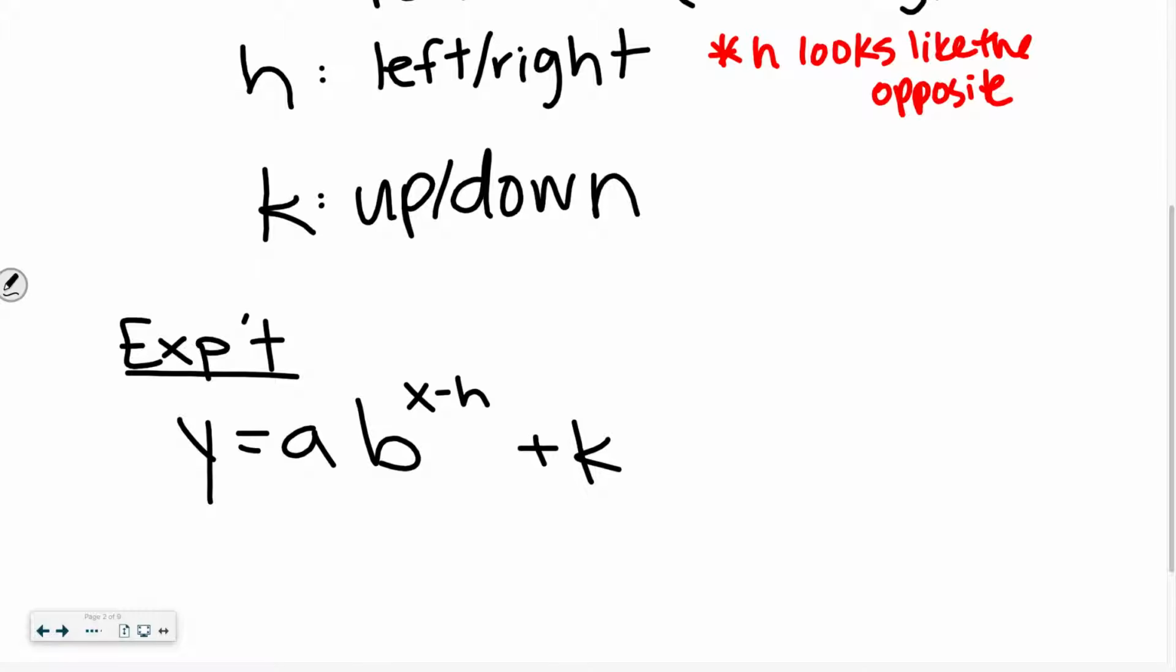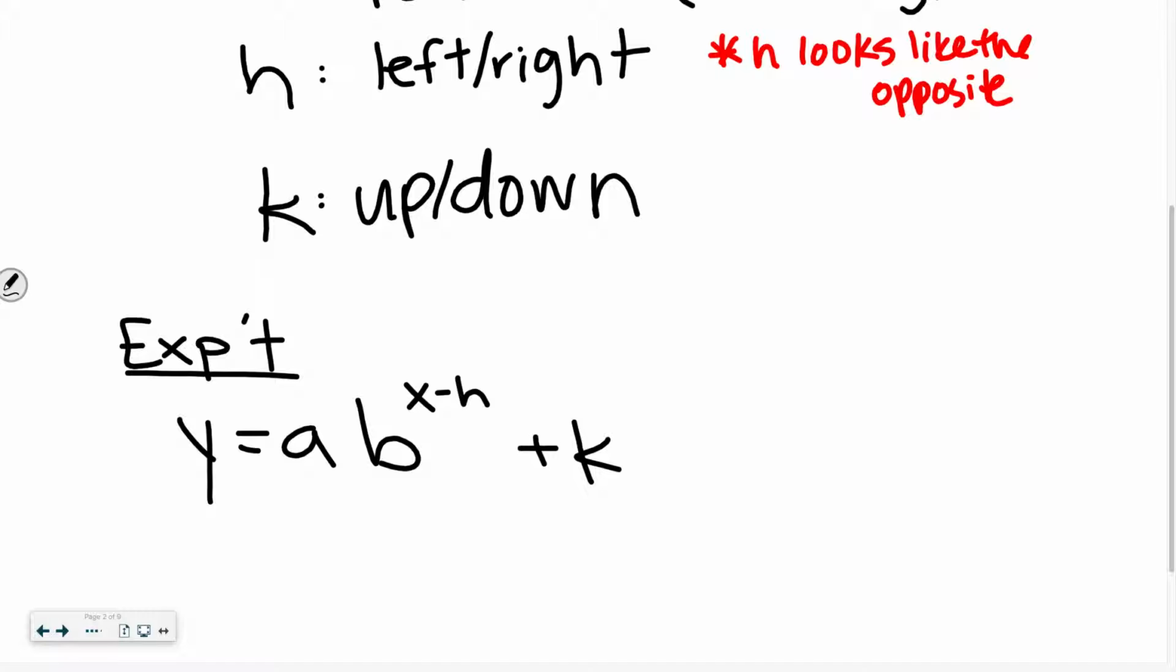Okay, so now notice, why does h look like the opposite? Because in the equation, it's x minus h. So if I put in a positive 3, it looks like x minus 3. If I put in a negative 3 for h, it looks like x plus 3. But k has a plus sign in front of it, so it actually looks like what it is.